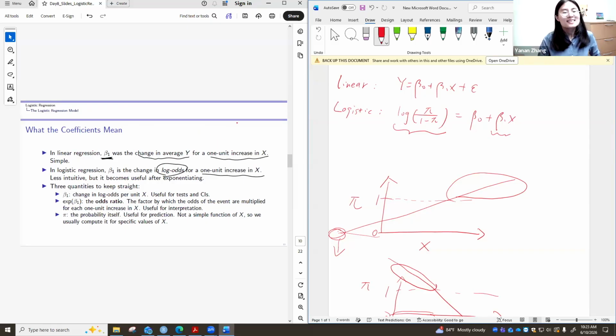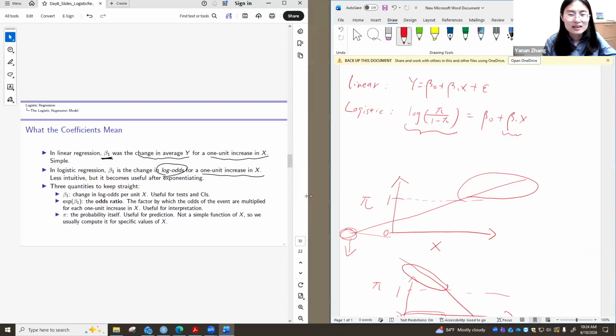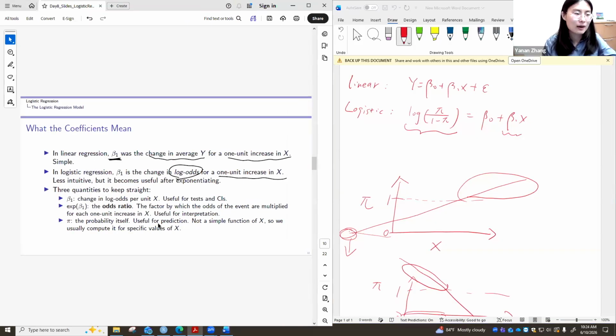Okay. You might say, oh, it's really hard to understand because it's less intuitive. What is log odds, right? I mean, if you read a paper and you see that with age increasing, the log odds of, let's say, obesity will change by how much? That's really not ideal. I don't think people will understand that. Instead, to make life easier, we can transform back into the quantities that people are familiar with.